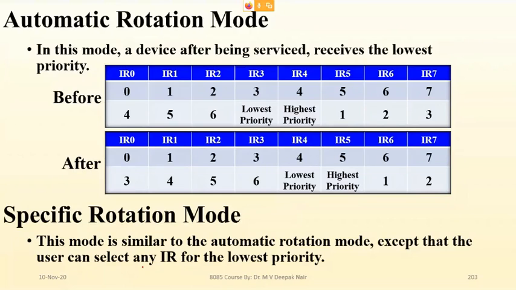Automatic means the 8259 will manage the priority levels and rotate the priority from highest to lowest. So whichever is served becomes automatically lowest in auto rotation mode. In specific rotation mode, the user can specify which interrupt request should be given the lowest priority. So specific is, you can say, manual, or manually you can control. The automatic one is fully handled by the 8259, which has the authority to change this.